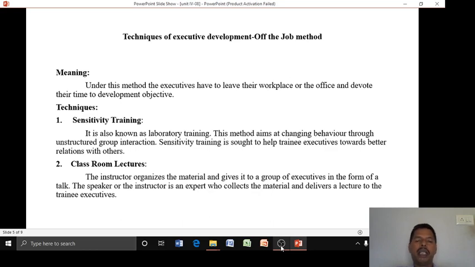The speaker or the instructor is an expert who collects the material and delivers a lecture to the trainee executives. Normally those instructors are experts in their field, or in most cases they also work as consultants, and therefore they will collect the required material for study as well as deliver the lecture to the trainee executives.